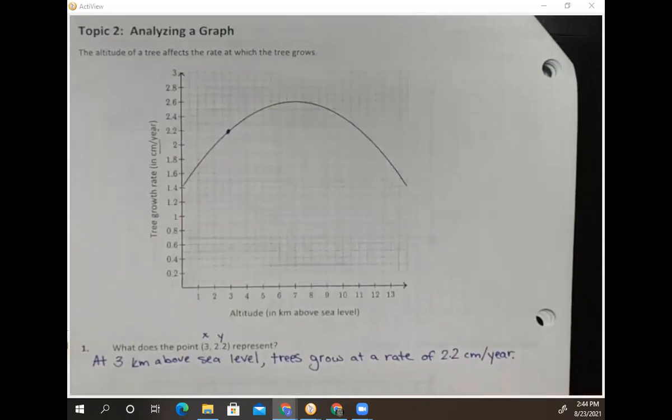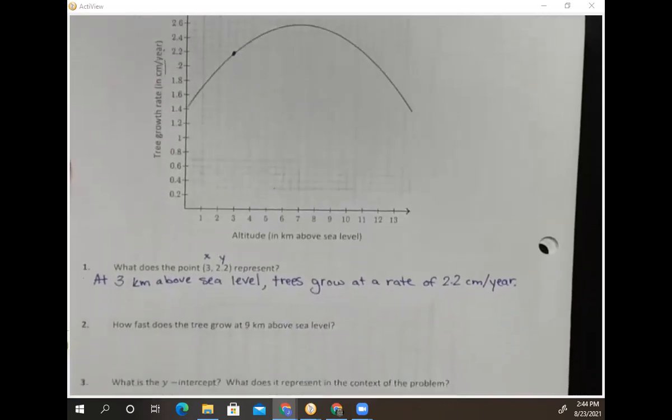That's what that ordered pair represents in the context of my problem. At 3 kilometers above sea level, trees grow at a rate of 2.2 centimeters per year. Questions for me on that first one? Okay, let's take a look at number 2.